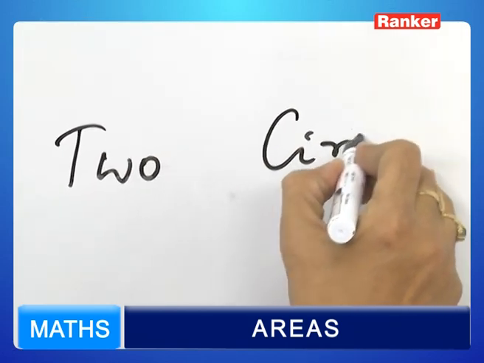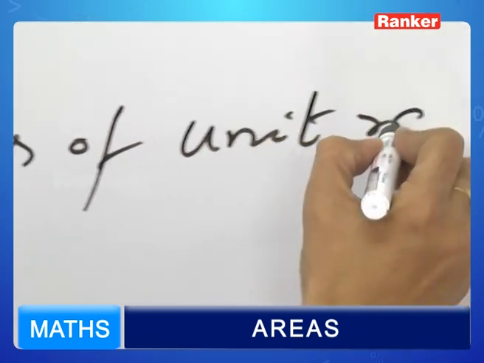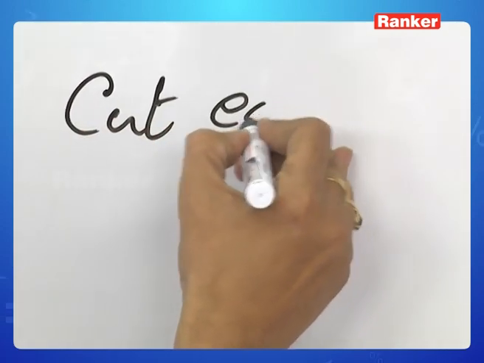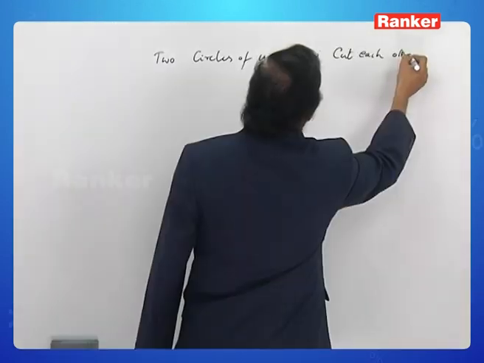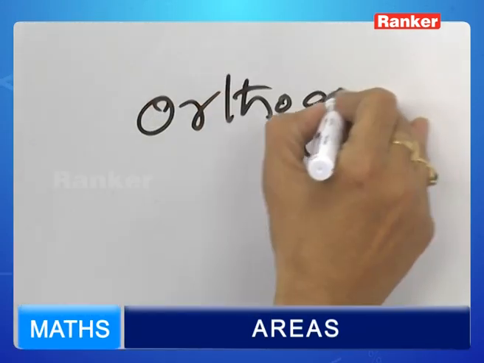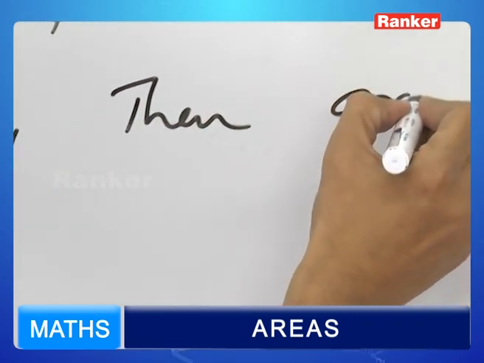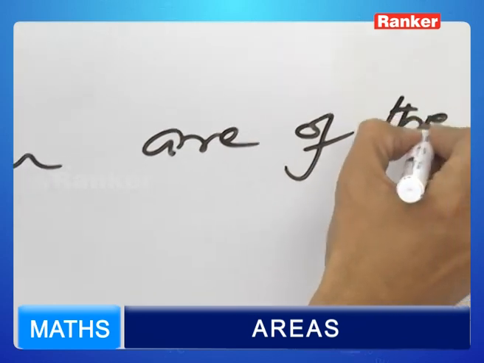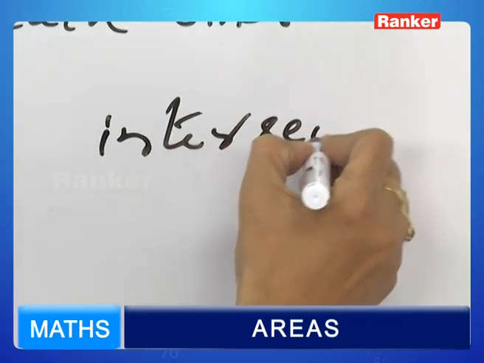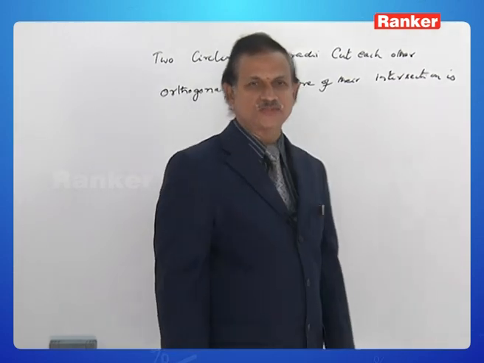Two circles of unit radii cut each other orthogonally, then area of their intersection is this much, he is asking us.